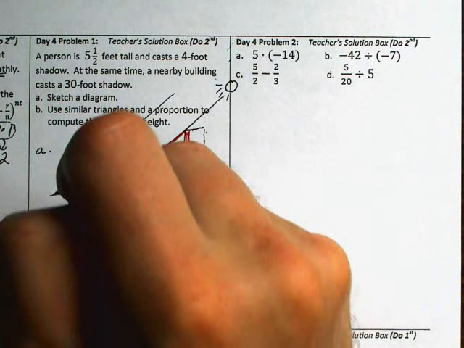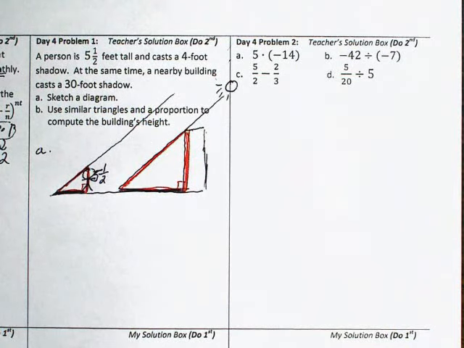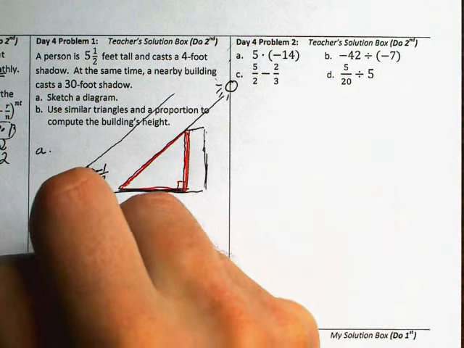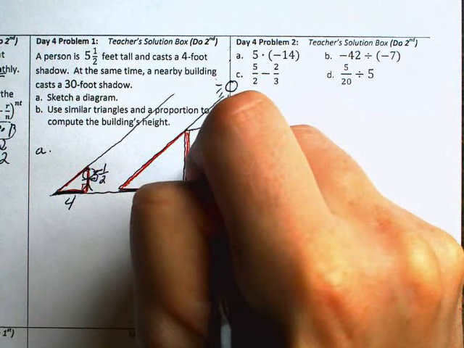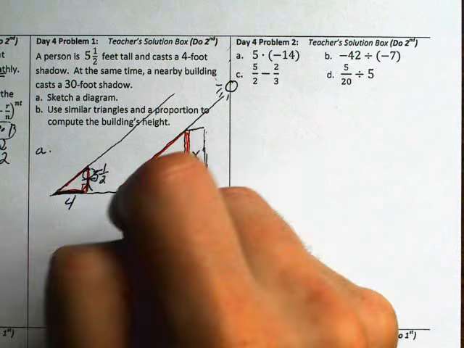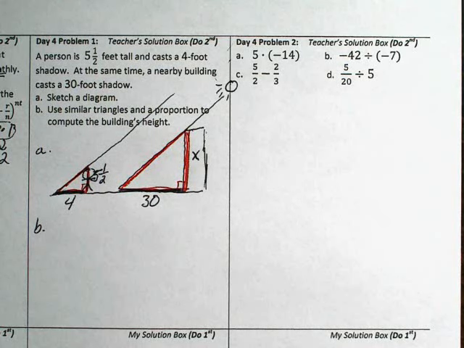The person is 5.5 feet tall, so this side gets labeled 5.5, and the shadow for the person is 4 feet. We don't know how tall the building is. We can label that x, and the building shadow gets labeled 30 feet. So here is our diagram for question A. Now in question B, use the similar triangles that we have there to create a proportion that we can use to find the building's height.